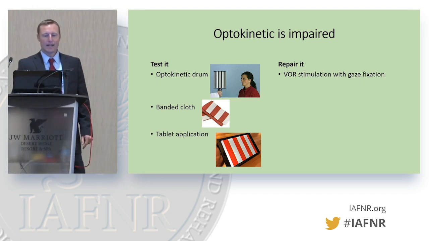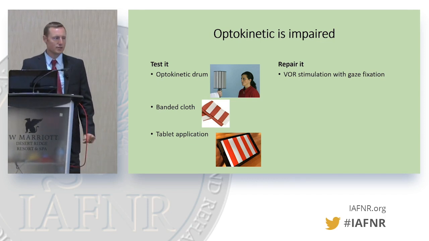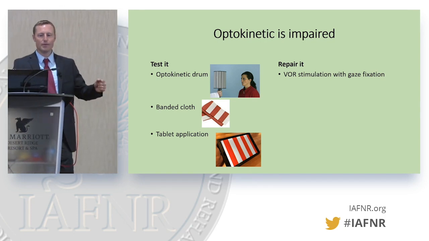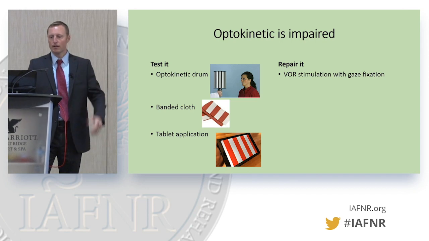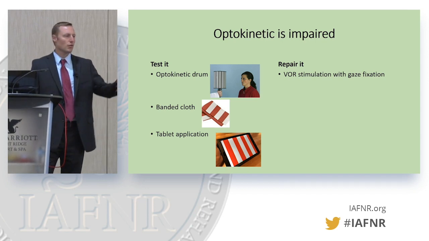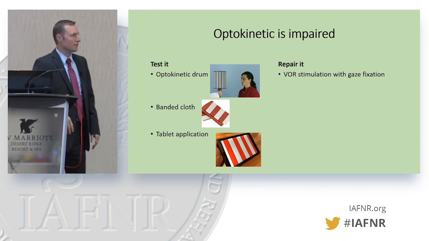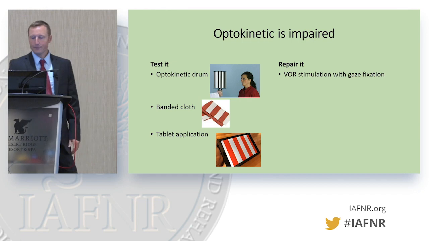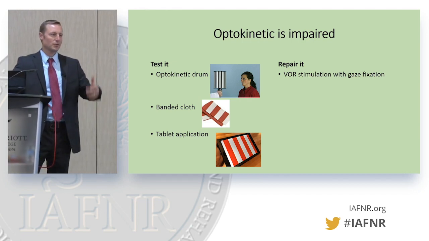So what if the optokinetic system is impaired? Well, we want to test it. There's different options on how to test it. You can use an optokinetic drum. You can use an OPK tape. You can use an iPad. We have this on our app. There's another OPK app out there as well. And you can use VNG. If you have a VNG device, great. You can test it and record it. Hopefully, pretty soon, the RODEYE system will have the optokinetic in there too.